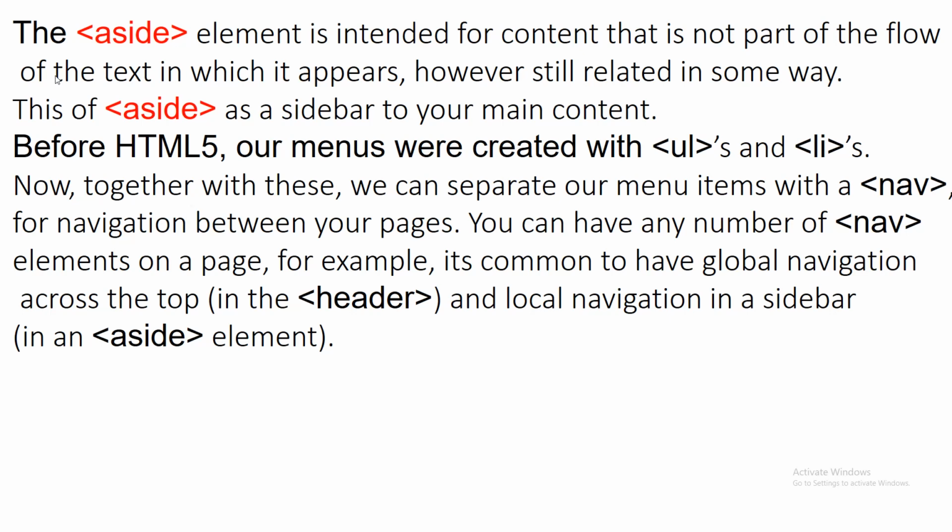Before HTML5, our menus were created with ULs and LIs. Now, together with this, we can separate our menu items with a nav for navigation between your web pages. You can have any number of nav elements on a page. For example, it is common to have global navigation across the top in the header and local navigation in a sidebar in an aside element.